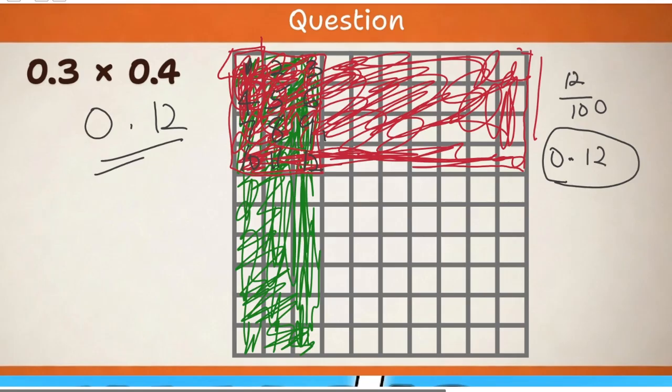This means we are finding a part of a part. Now, 0.3 is a part, 0.4 is another part. So multiplying them means we are finding a part of a part. That is what we are doing when we are multiplying two decimals.